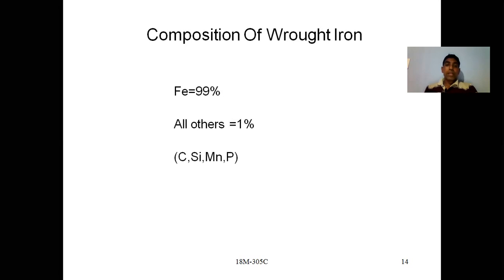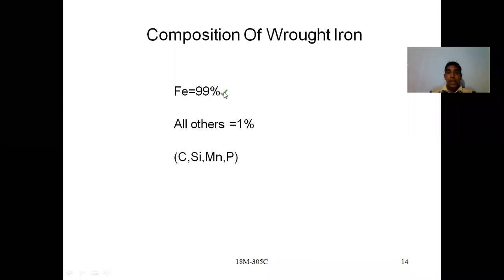So composition of wrought iron. How will the composition of wrought iron be? That means what are the percentage of iron and what are the percentage of impurities and other materials we have to discuss here. See, you have to remember one important sentence, that is, the purest form of iron is wrought iron. That means if you take pig iron or some other irons, which is the purest form? Wrought iron is the purest form, because the percentage of iron in wrought iron is 99%.